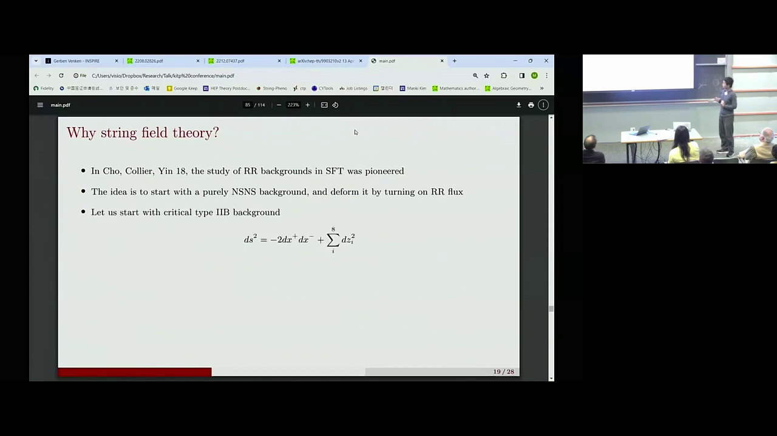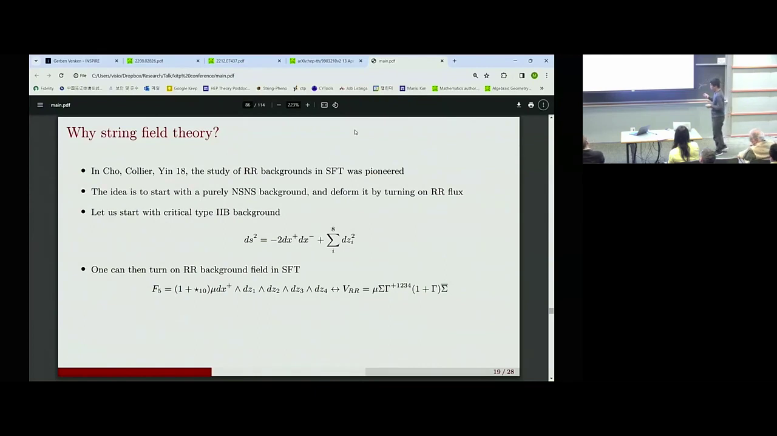For example, if you want to study the PP-wave background in type IIB, what you can do is to start with this simple, nice background, which admits a worldsheet CFT description, and then you just turn on this vertex operator for the Ramond-Ramond flux. And in the worldsheet CFT, we're not really sensitive to the quantization of the Ramond-Ramond flux, so you can just treat this mu as some small perturbation. And then they solve the equations of motion in string field theory perturbatively in mu to find the PP-wave background to do many computations.